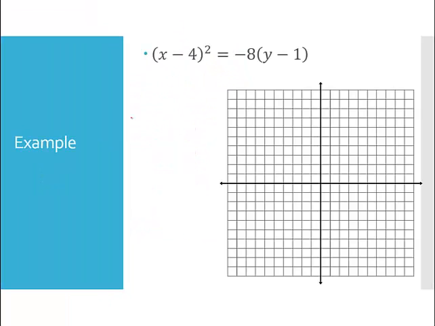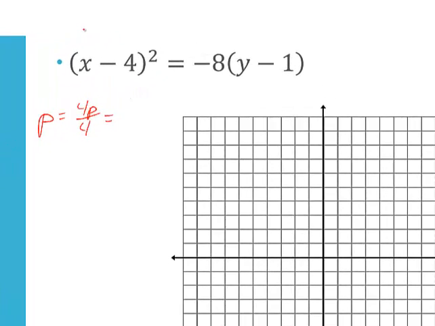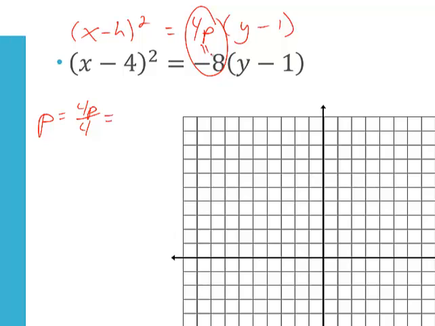So here's our first example. The first thing I want you to find is just p. Now p would just be 4p divided by 4. Given our standard equation, which would be (x minus h) squared equals 4p times (y minus k), 4p equals negative 8. So we would take negative 8 divided by 4, which would be negative 2. So p equals negative 2.